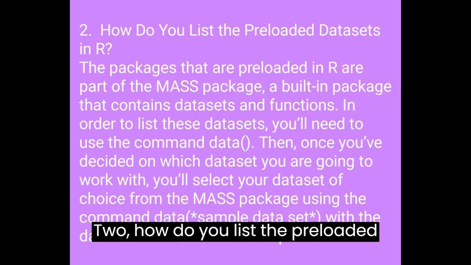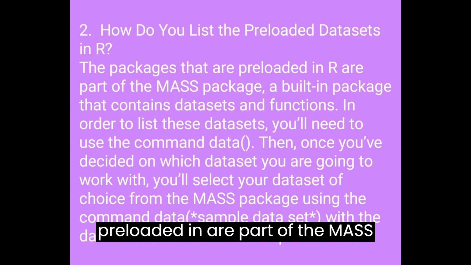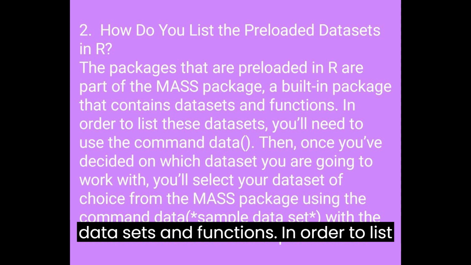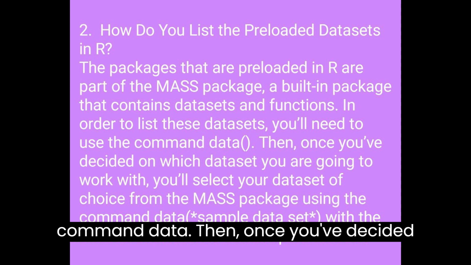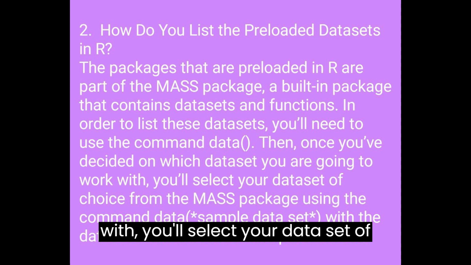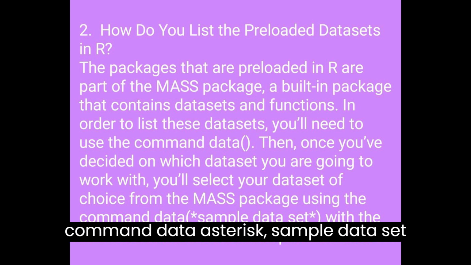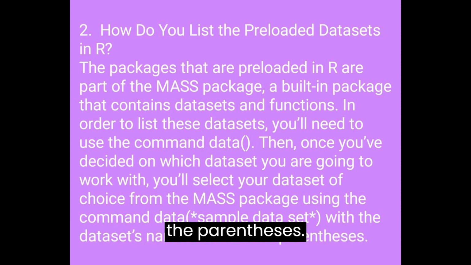2. How do you list the preloaded datasets in R? The packages that are preloaded in R are part of the MASS package, a built-in package that contains datasets and functions. In order to list these datasets, you'll need to use the command data(). Then, once you've decided on which dataset you are going to work with, you'll select your dataset of choice from the MASS package using the command data(sample dataset), with the dataset's name between the parentheses.